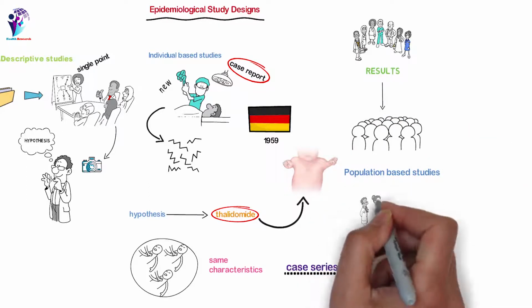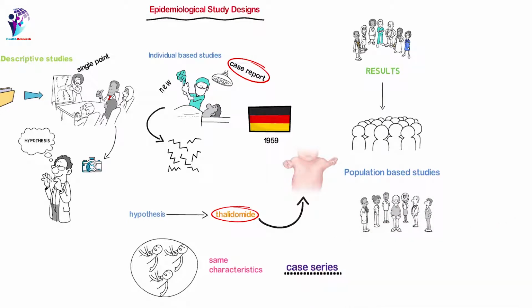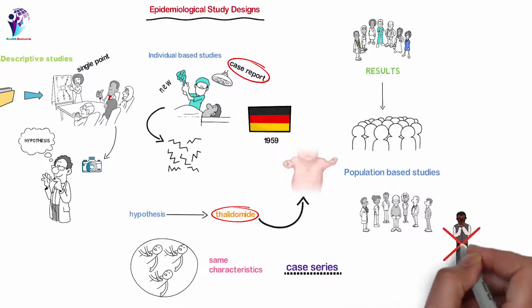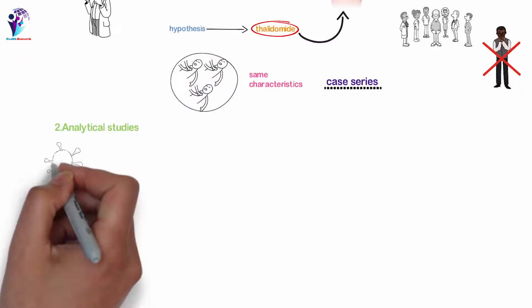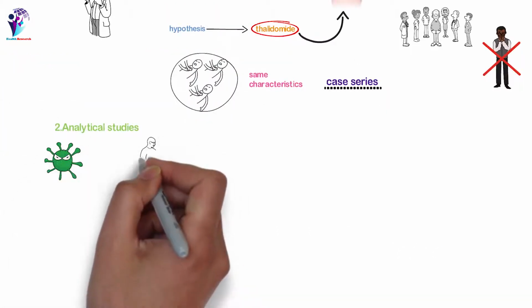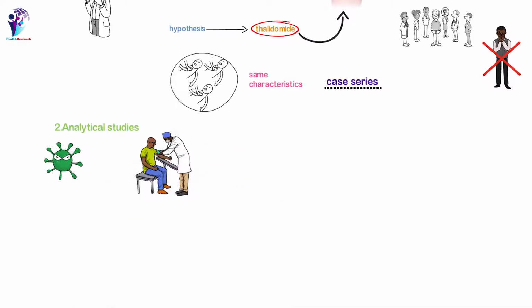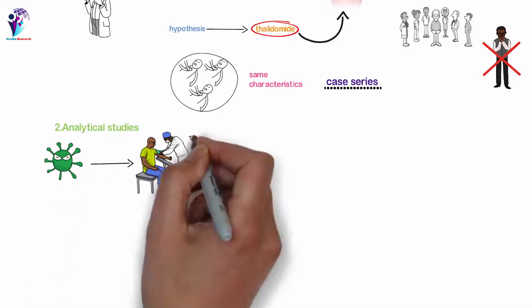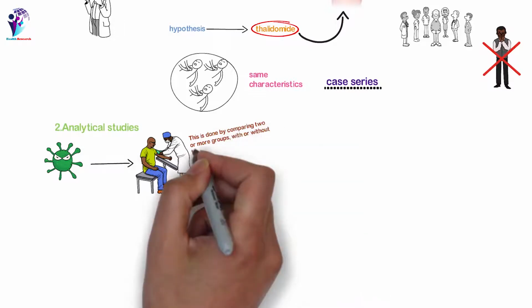Population-based studies: ecological studies are those study designs in which the unit of observation is the population or community and not the individuals. Analytical studies attempt to establish association or determine risk factors for certain health conditions. This is done by comparing two or more groups, with or without the outcome of interest or exposure of interest.